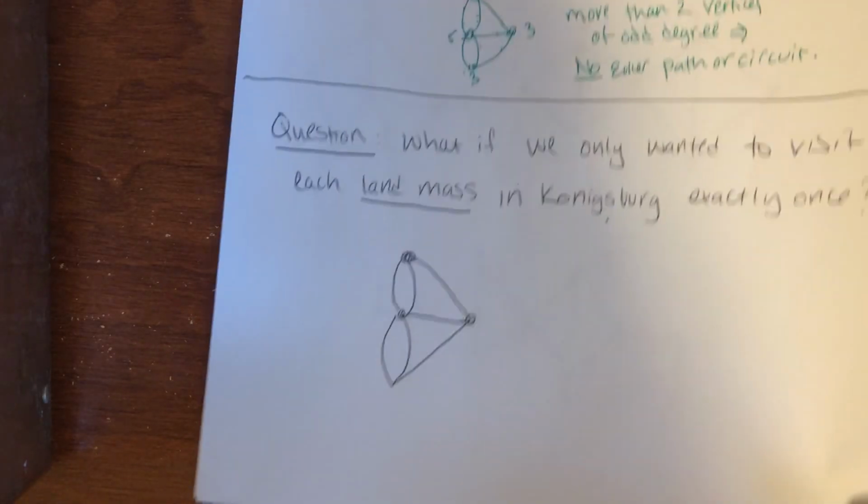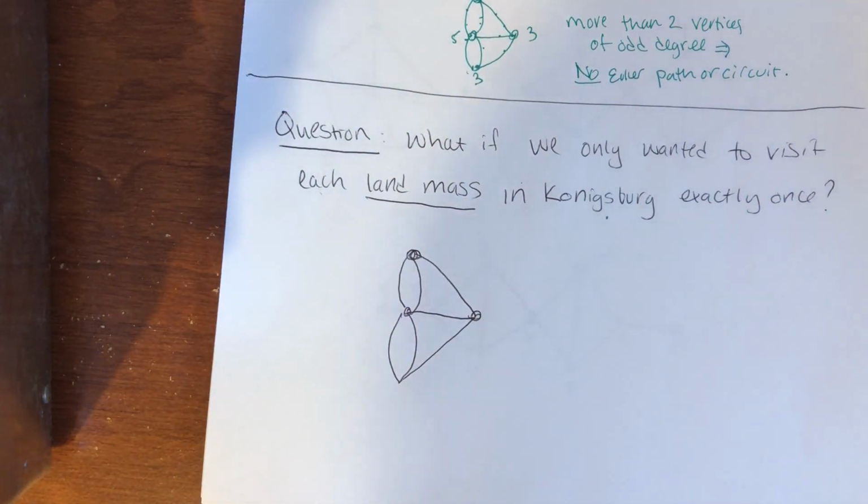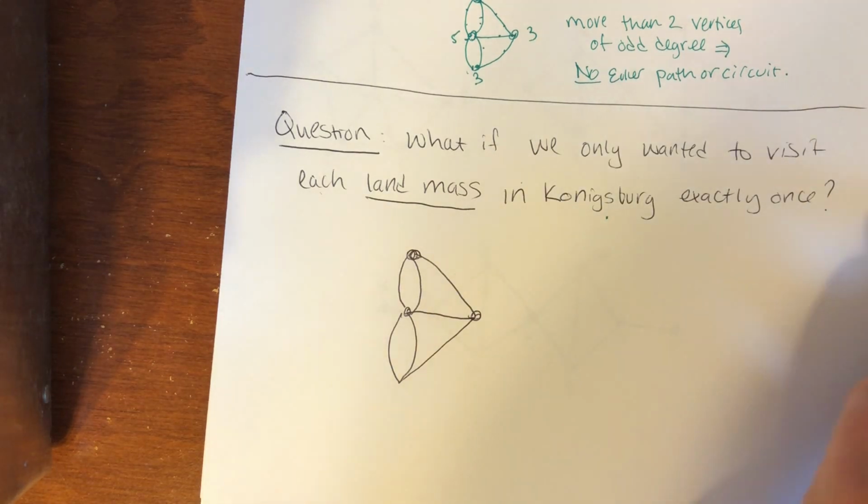All right, well, as a follow-up question, what if we only wanted to visit every landmass in Königsberg? Right, what if we wanted to walk around, visit the North Bank and the South Bank and both islands, but we don't necessarily care about crossing every bridge? That one's easy, right? We can do that for sure.